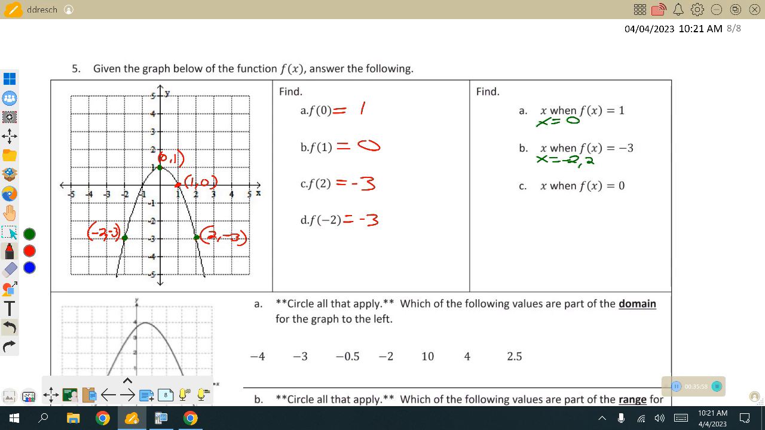When y is 0, y-axis is 0. What's my solution? X is 1 or, there we go. X is 1 or -1. Okay? All right, that's where we'll leave it for today.